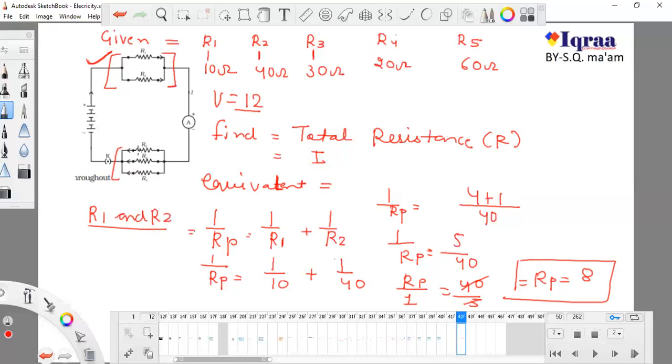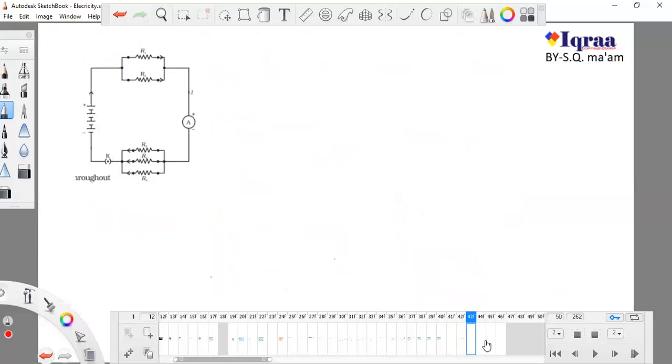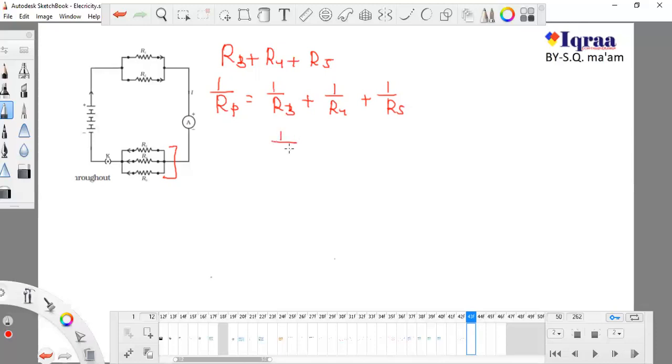Now I'm going for the second thing. I have to find out the equivalent resistance for R3, R4 and R5. Because these three are in parallel again, I have to use the formula of parallel: 1 upon R3 plus 1 upon R4 plus 1 upon R5. The values are 1 upon 30 plus 1 upon 20 plus 1 upon 60. Correct me if I'm wrong. And that is 1 upon Rp.